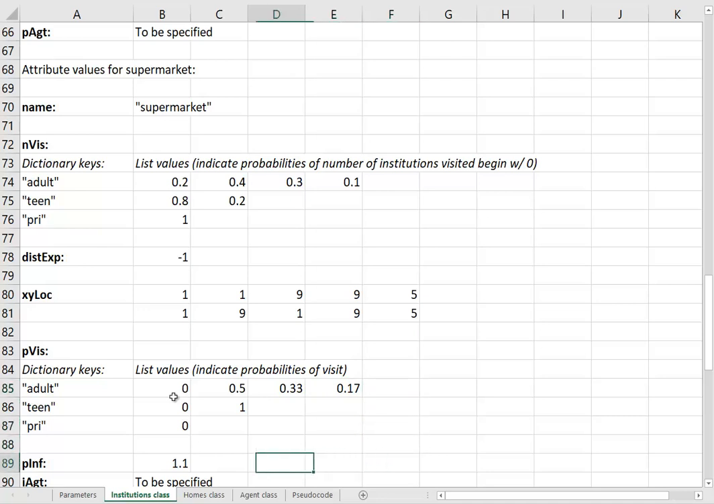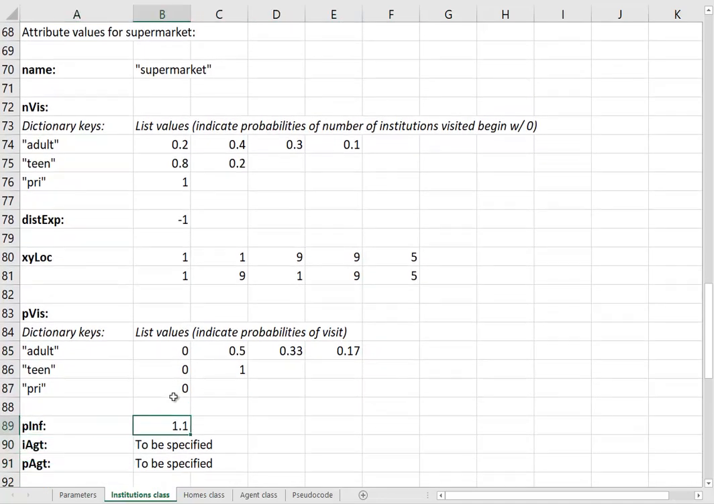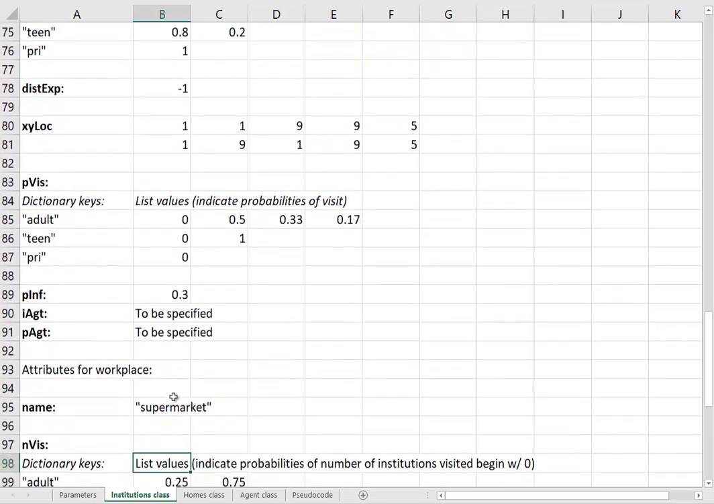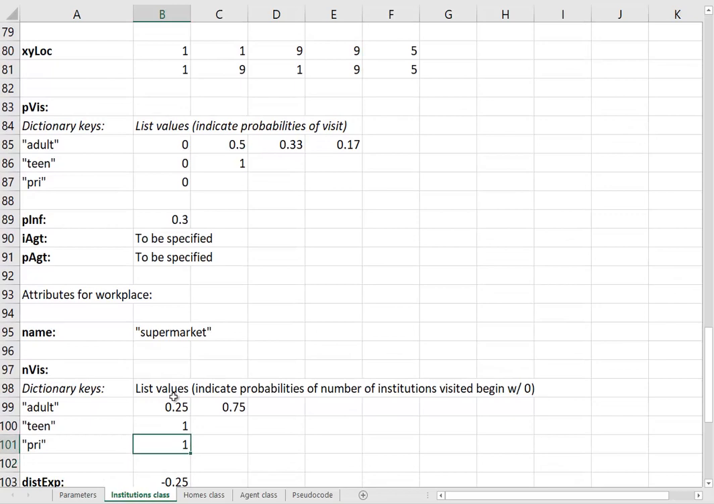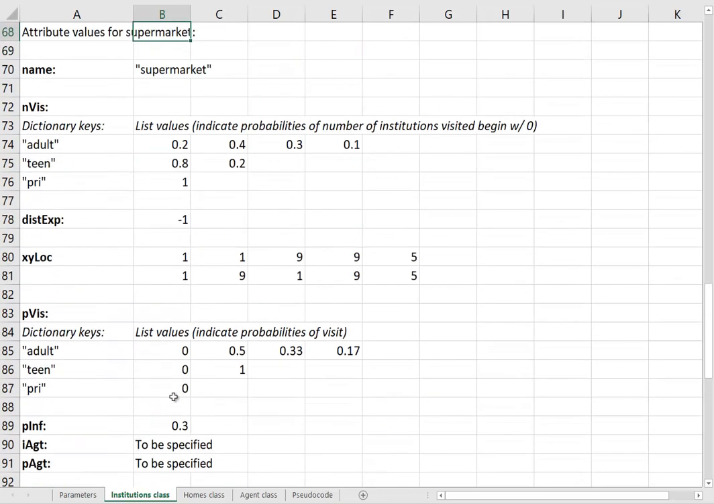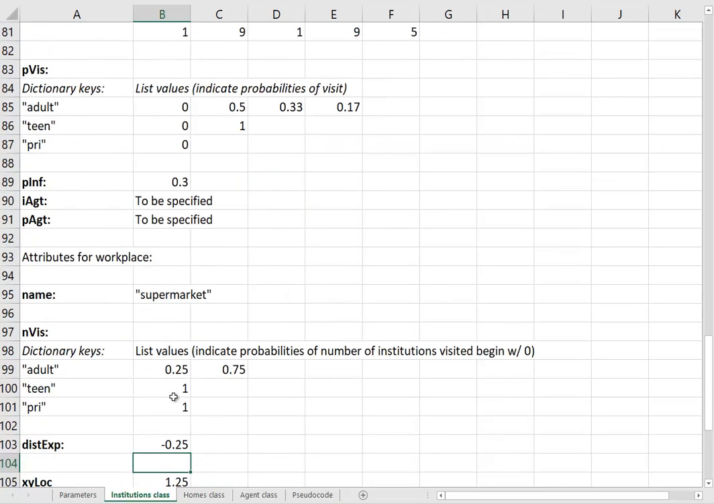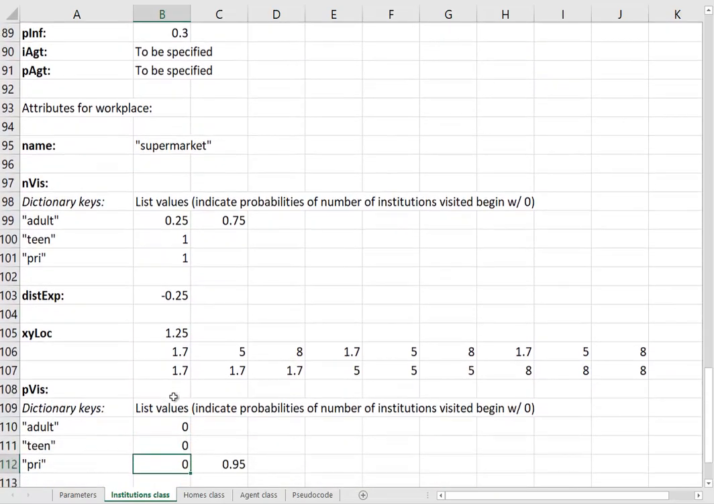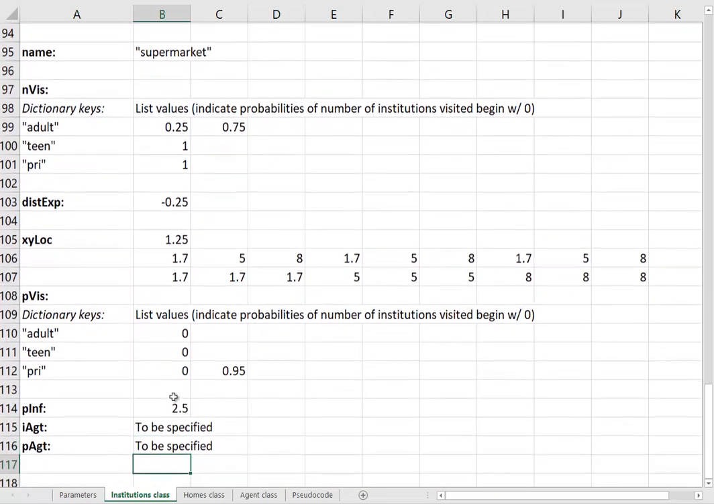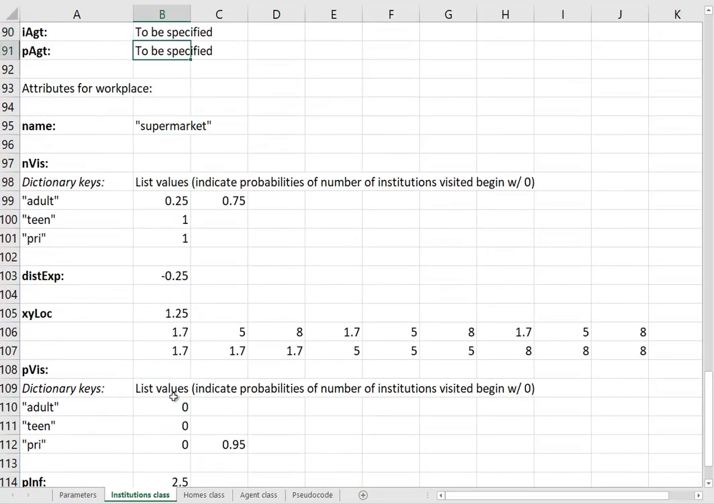All right, P infection, again, I think this is a little bit high. Let's make this 0.3, and then these are to be specified. Okay. Now, supermarket is, let's see, supermarket here. All right, so I'll have to fix this. We're going to make this one workplace. I'll fix that offline. In the document that you get, I will change this to workplace. All right. So those are the institution classes.